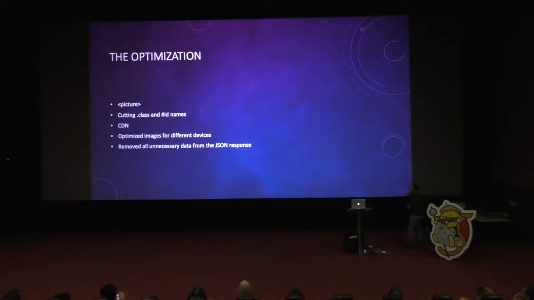The optimization, we really focused on this part. So instead of simple images, we added an HTML picture object, which contained two sources. One was the JPG or the PNG, and the other was a WebP image. But unfortunately, not all browsers support WebP. Chrome and Safari do, I think, but Safari only on a laptop or Mac, they only support it there.